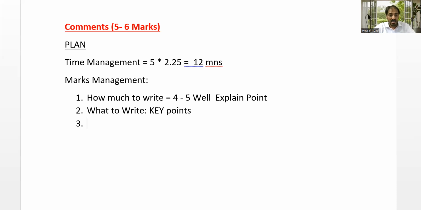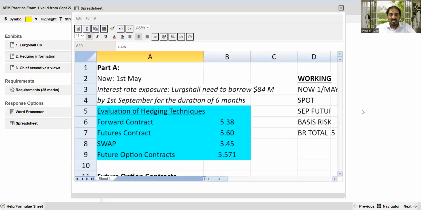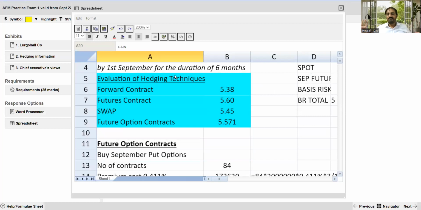Key points. Number one, the very important point, what to write. First, always start your answer with interpretation of facts. What facts, sir? Start with this. Interpretation of the facts.